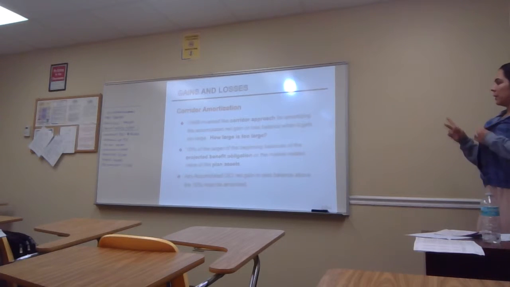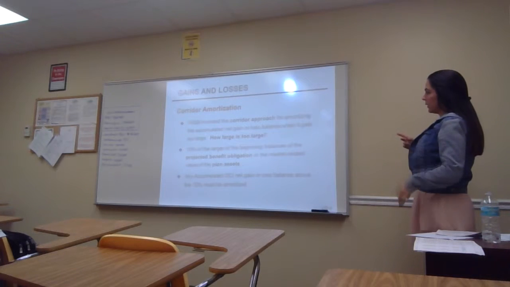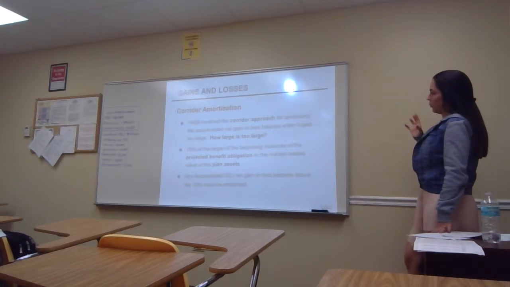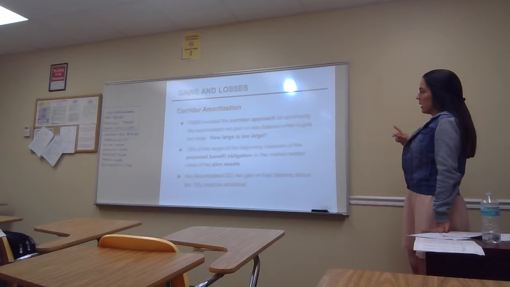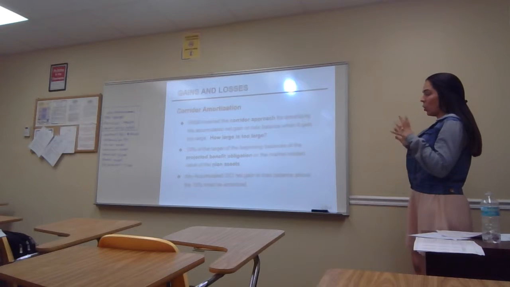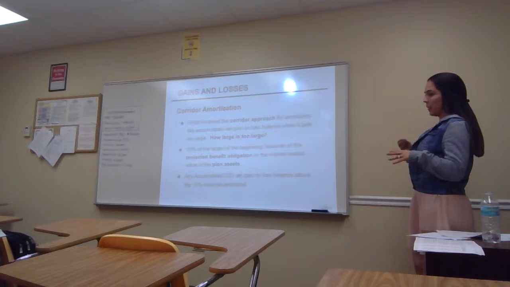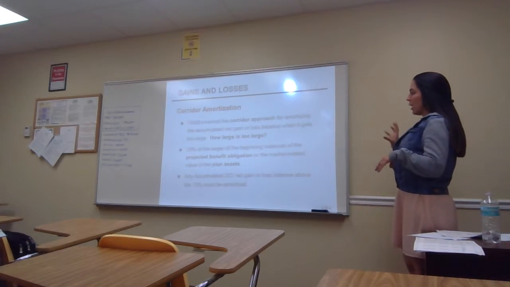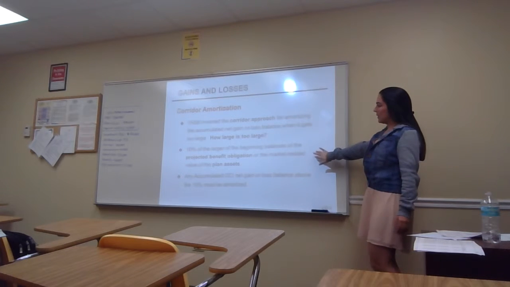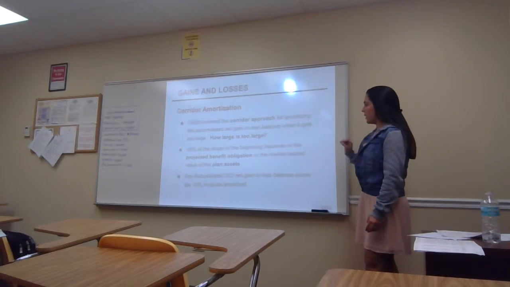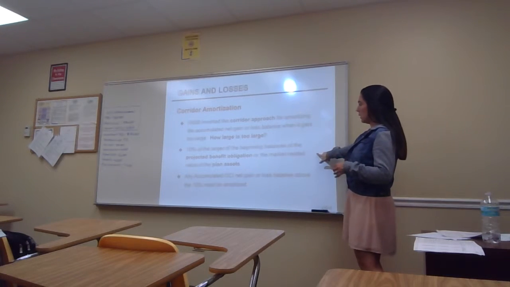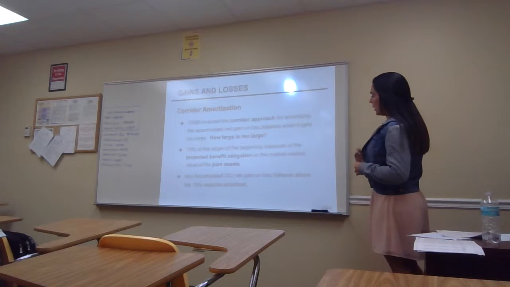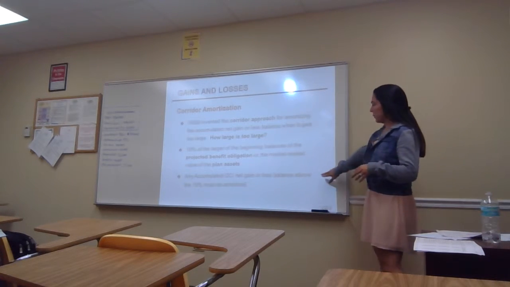So let me speak a little bit about what corridor amortization is. This is a strategy that FASB invented in order to amortize the accumulated net gains or loss when it gets too large. So if your accumulated OCI becomes too large of a number, FASB requires you to amortize the overage. And how do you calculate what the overage is? It makes you take 10% of the larger of either your projected benefit obligation or your market-related value of the plan asset. You'll see in the problem. Any accumulated OCI net gain or loss balance above the 10% must be amortized.